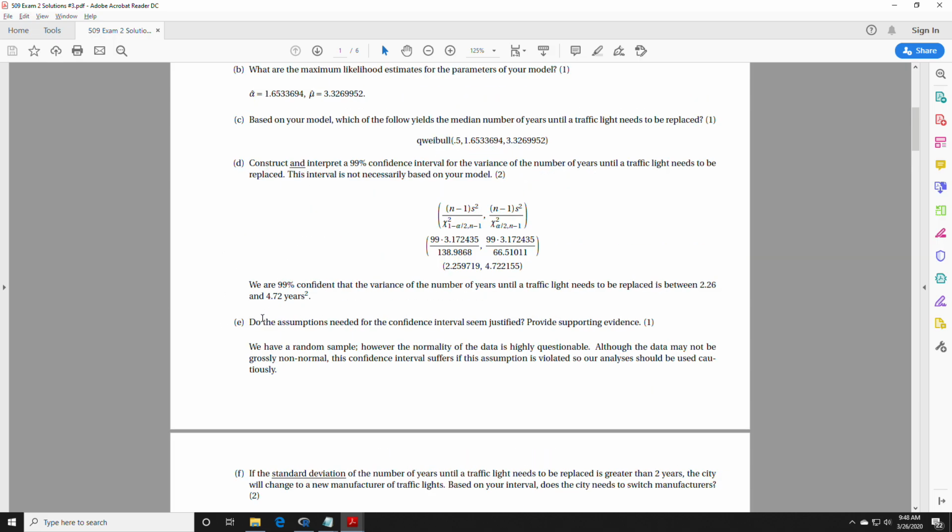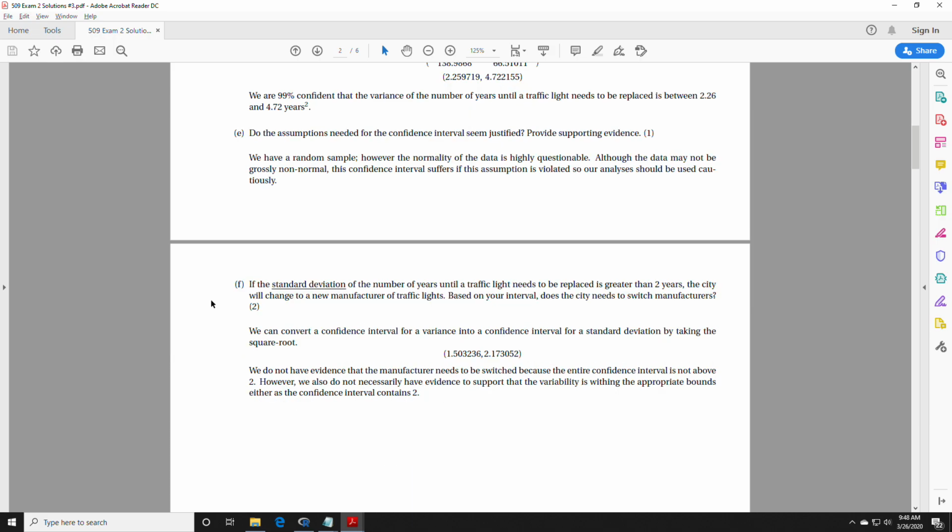Assumptions, so the same ones: normal distribution, random sample, and standard deviation. This problem is very similar to one that we saw in exam 2, number 1.